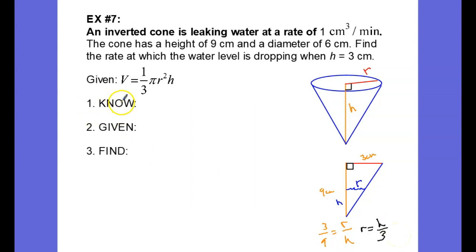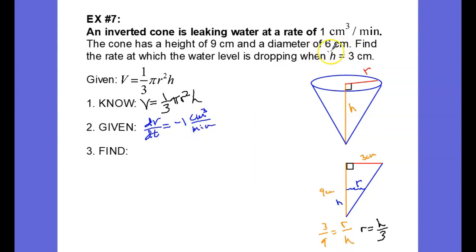Okay, back to what we know, the volume formula. V equals 1/3 pi r squared times h. We're given that the cone is leaking water, so that's actually going to be a change in volume. They tell us the rate for that change in volume is 1 centimeter cubed, and since it's leaking, that'll be negative. So we have that dV/dt is negative 1 centimeter cubed per minute.